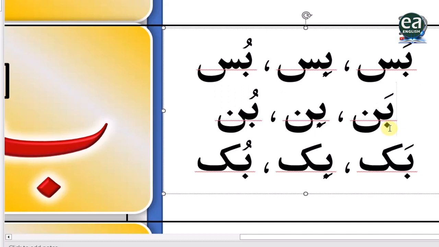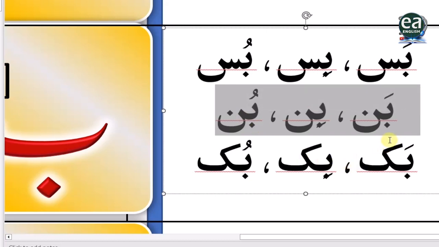Bun means something becomes, like ban jana. Something occurs or becomes, like you become doctor. Tum doctor ban gaye. And bin means without. Bin means without, right? Okay. Could you please read these words?